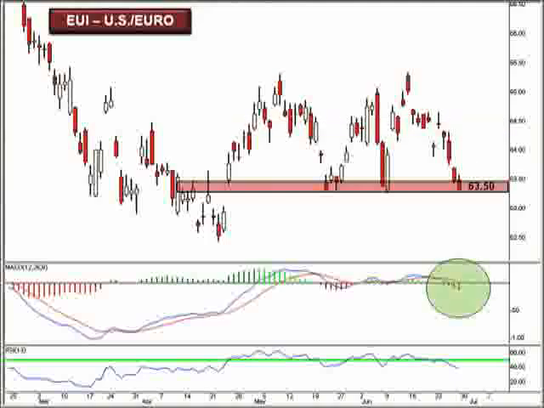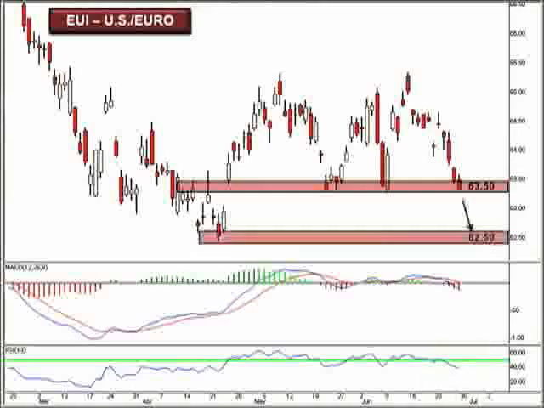Both our MACD and our RSI, however, are suggesting that there's still weakness in this pair, and that a break below that 63.5 is likely to continue all the way down to the 62.5 level.